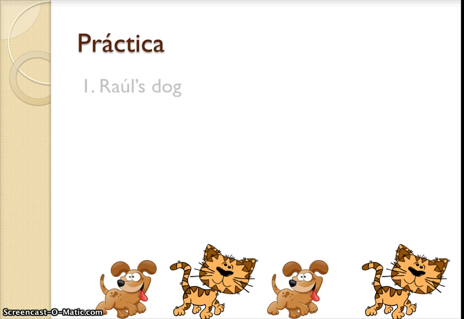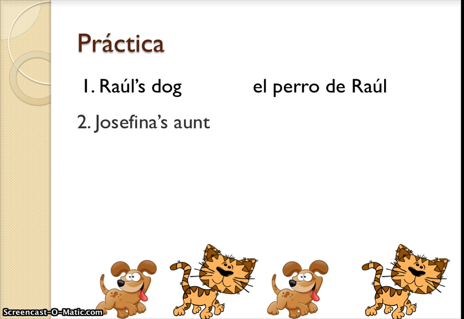Okay, práctica. Raúl's dog. Alright, so let's think. How do we say dog? Perro. Okay, so it's going to be el perro de Raúl. The dog of Raúl. Josefina's aunt. ¿Cómo se dice aunt? Tía. La tía de Josefina.